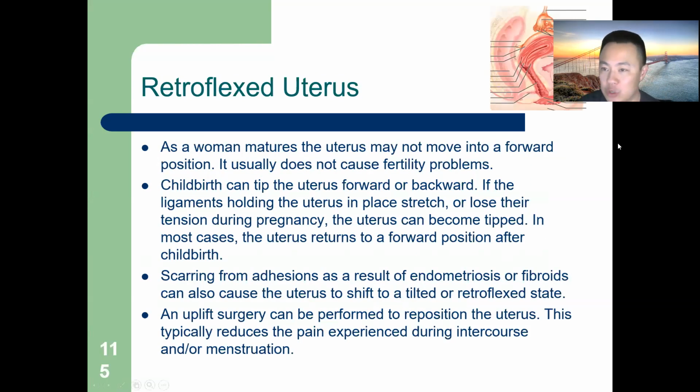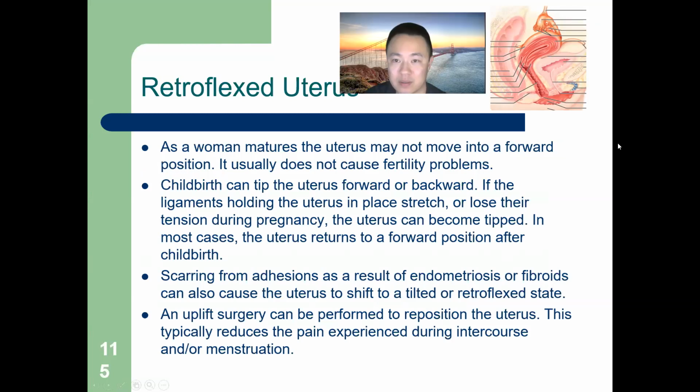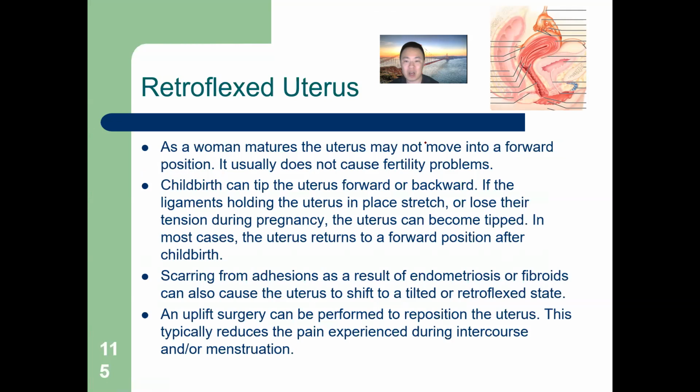Now, a retroflexed uterus. As a woman matures, a uterus may not move into a forward position. That usually does not cause fertility problems, but childbirth can tip the uterus forward or backward. If the ligaments holding the uterus in place stretch or lose their tension during pregnancy, the uterus can become tipped over. In most cases, the uterus will return to its forward position after childbirth. Now, scarring from adhesions as a result of endometriosis or fibroids can also cause the uterus to shift to a tilted or retroflexed state. An uplift surgery can be performed to reposition the uterus, and this typically reduces the pain experienced during intercourse or menstruation.